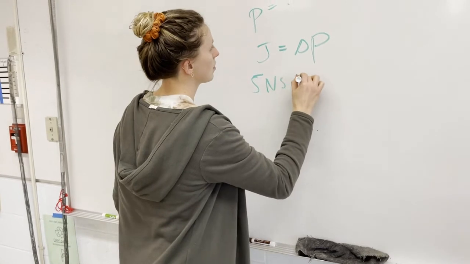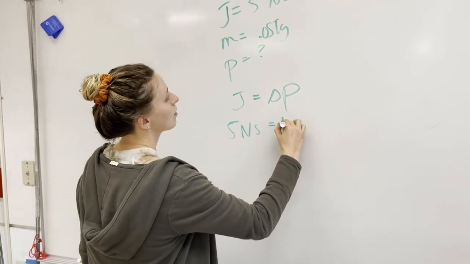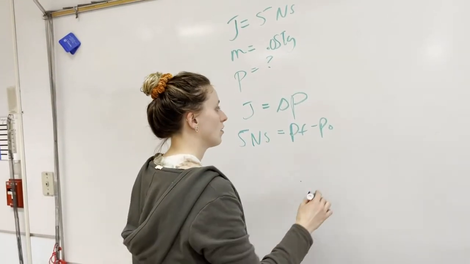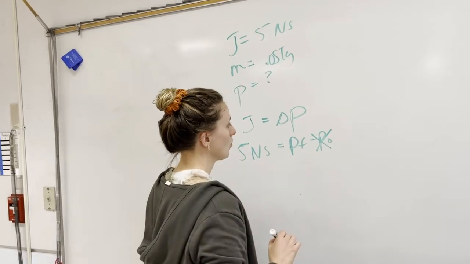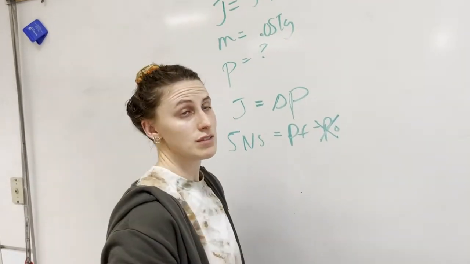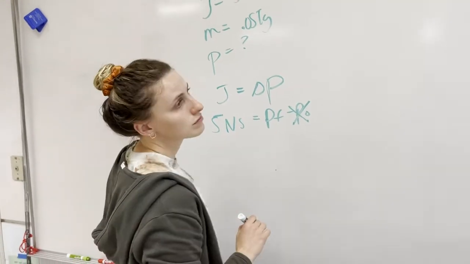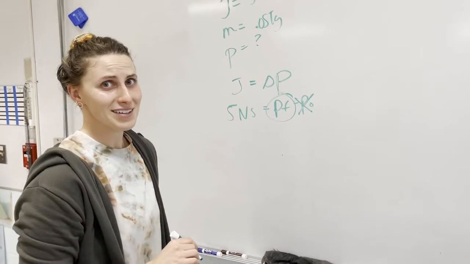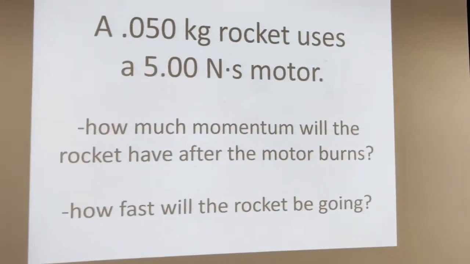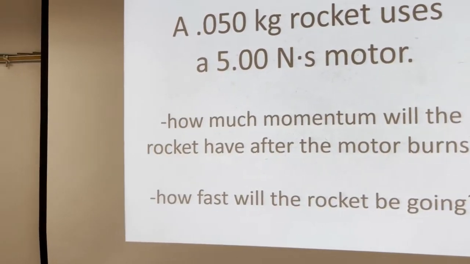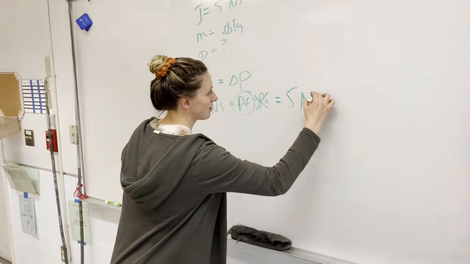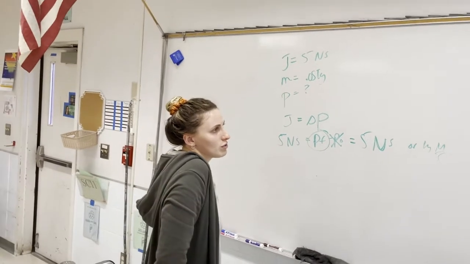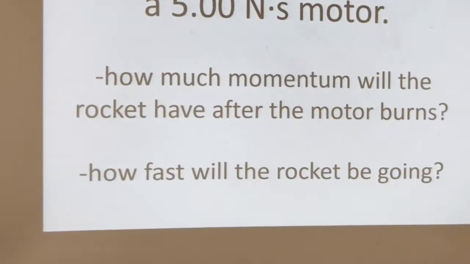Change of momentum is the final minus the initial. The initial is going to be 0, so that will just go away. The final is how much momentum it has. It's going to have 5 Newton seconds. This is way easier than we think it is. So the answer is 5 Newton seconds, or 5 kilogram meters per second. The same exact amount. Impulse changes momentum to the same thing.